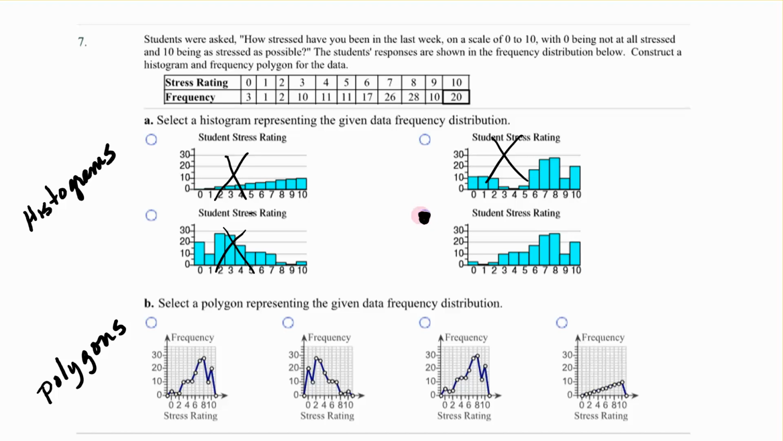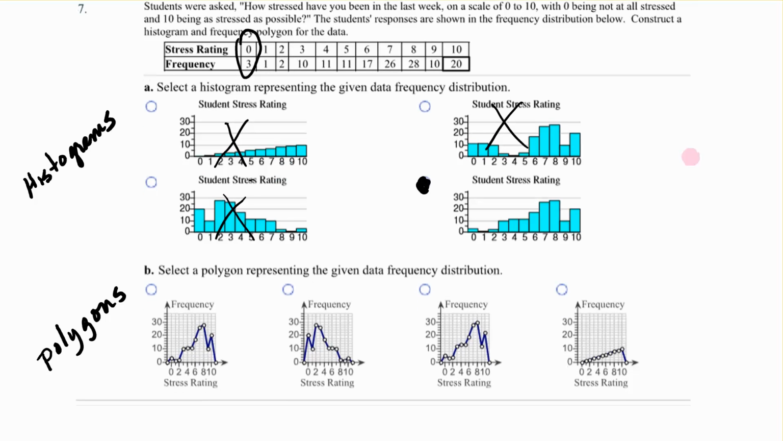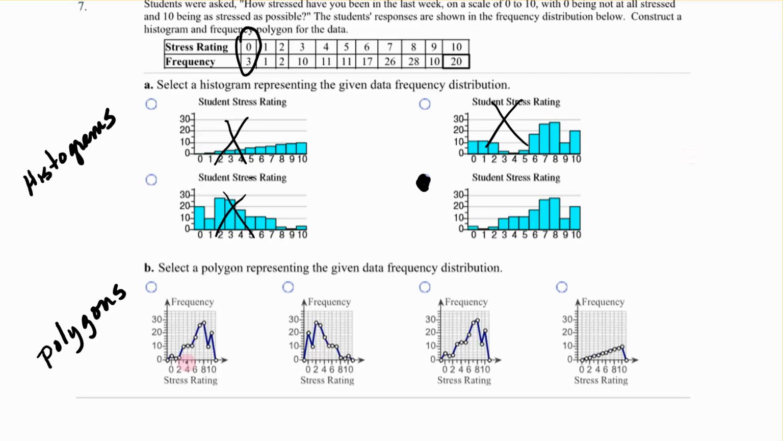Now, I was pretty lucky that I could find an error by simply looking at the first bar. A stress rating of 0 should have had a frequency of 3. This one had a frequency of 0, this one had a frequency of 20, this one had a frequency of 10. So I was able to mark those off right away. Now, another way is what's called a polygon, where you just plot the frequency and then you connect them with little segments.